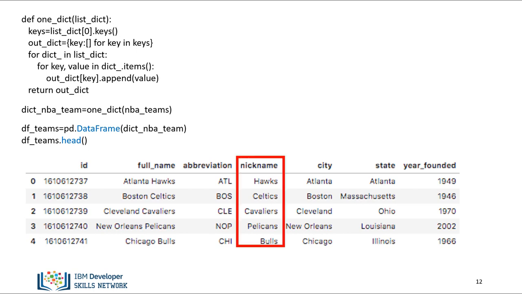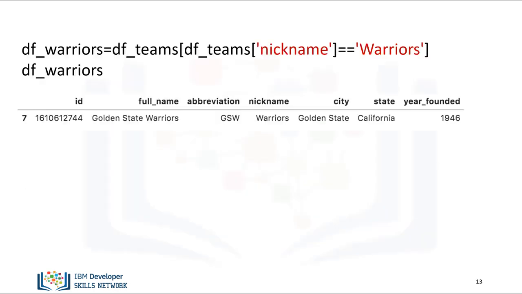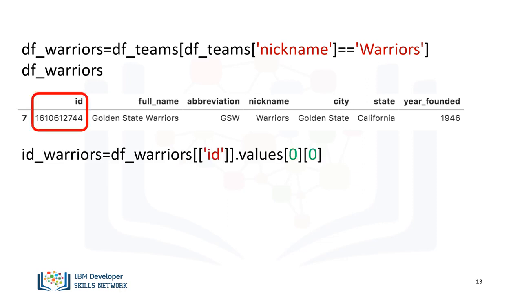We'll use the team's nickname to find the unique ID. We can find the row that contains the Warriors as follows. The ID is the first column. We can use the following line of code to access the first column of the data frame. We now have an integer that can be used to request the Warriors information.